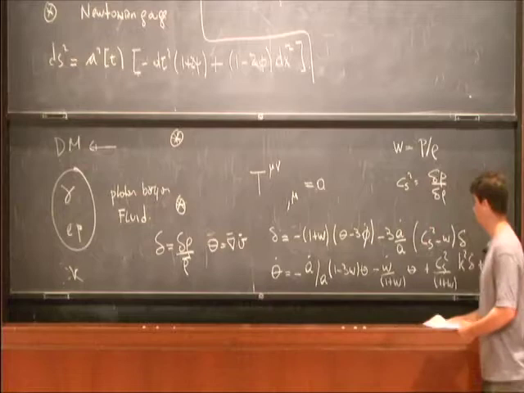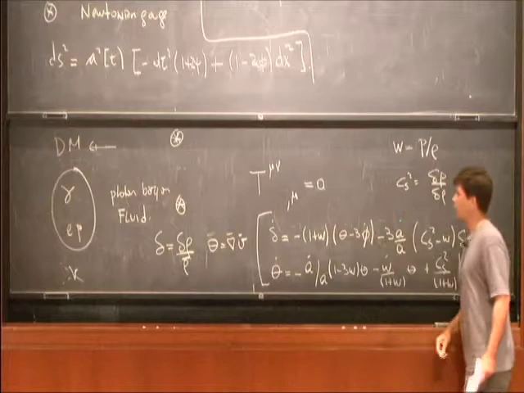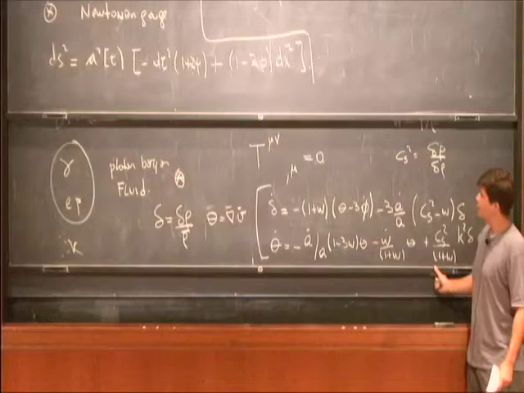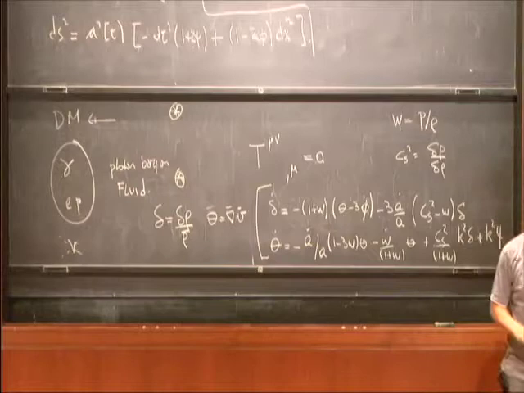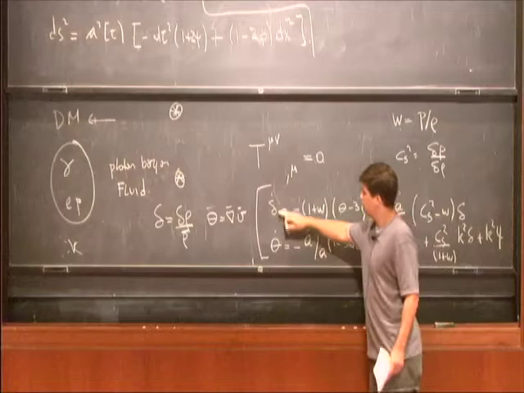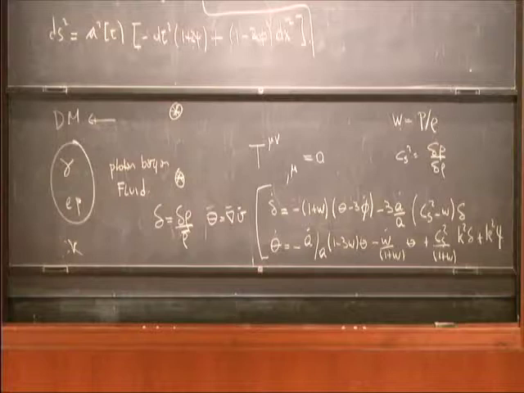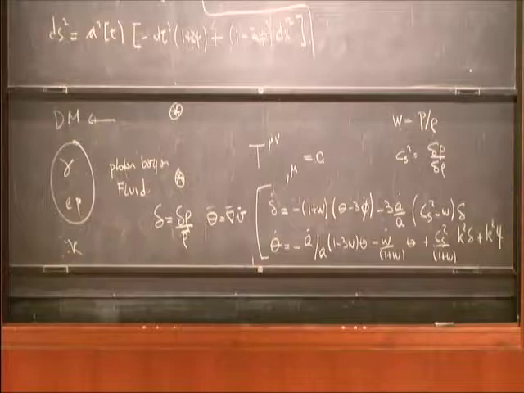These are just the continuity equation and the Euler equation for this fluid. And this is valid for both the dark matter and the photon-baryon fluid, provided you choose the appropriate W and sound speed squared for each of them. So there are four equations that you need to solve: these two equations for the dark matter, these two equations for the photon-baryon fluid.